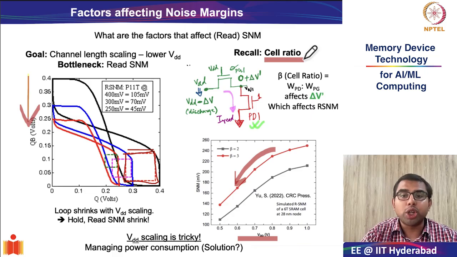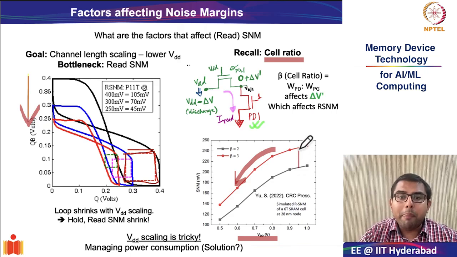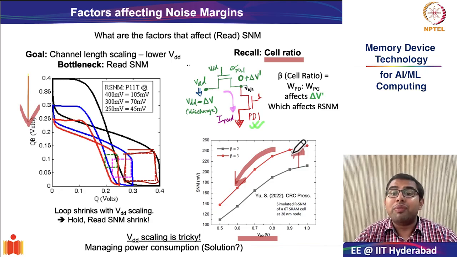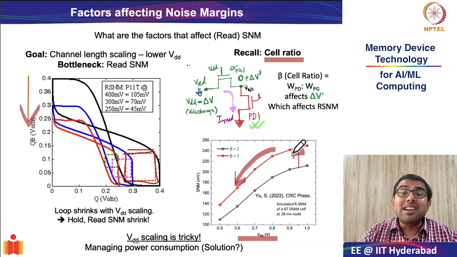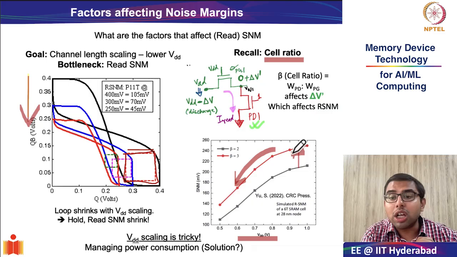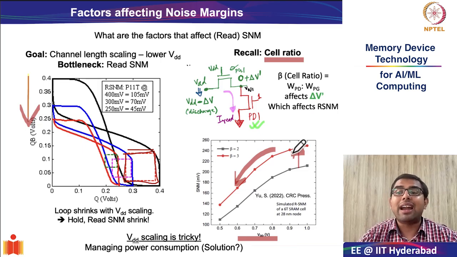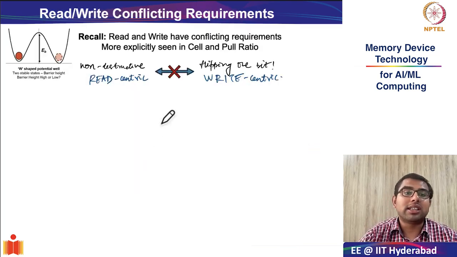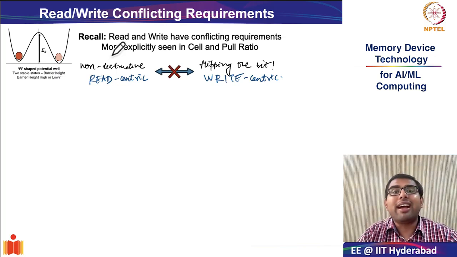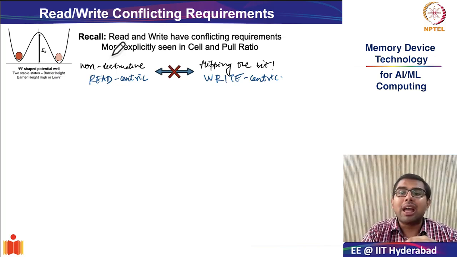If you improve the cell ratio, the voltage disturbance on the internal node reduces a little bit, and this gives you the benefit of improved noise margins. But we will see in today's class that indiscriminately increasing the cell ratio is not always a viable solution. This is because, as I have been hinting throughout the SRAM section, the design requirements for read and write are actually at loggerheads, and this is what we will discuss today. What are the conflicting requirements for both read and write?